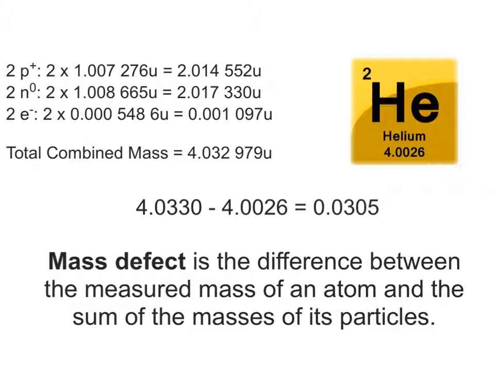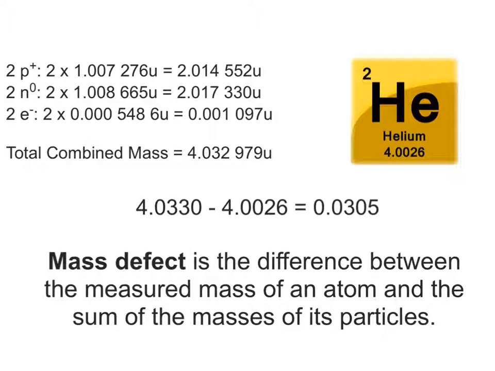There's a lot of information on this slide, so I want you to just take a few minutes to follow along with what I'm saying, and then you can pause the video when you're finished and copy down all of the information. If we were to look at the actual mass of particles in an atom of helium, helium contains 2 protons, and each of those protons will have a mass of 1.007276 atomic mass units, which gives us a total mass from the protons of 2.014552.